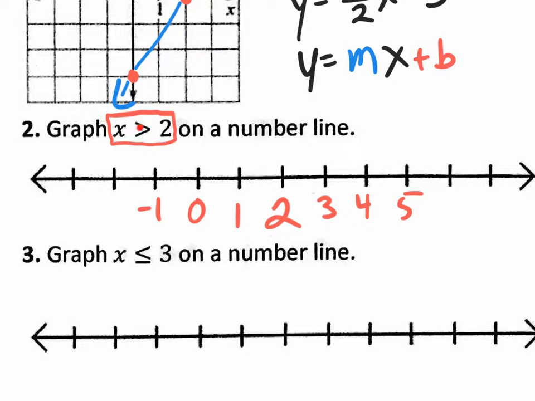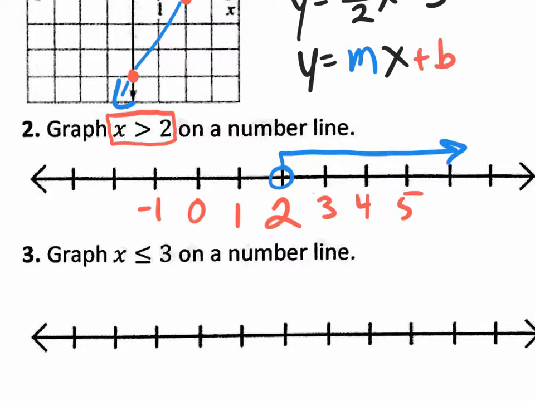Open dot. Now remember, if it has a solid line underneath it, it will be a solid dot. If it has an or equal to, that means you could include it. But if it doesn't have the or equal to, it's going to be an open dot. Let me explain what that means. So you put an open dot at 2, and then x is greater than 2. Greater than is to the right. So that's how you graph an inequality.